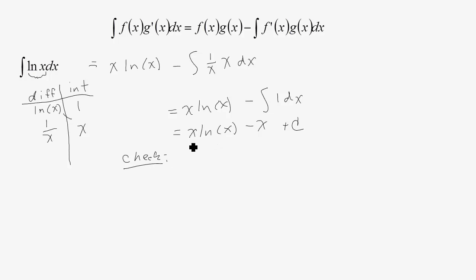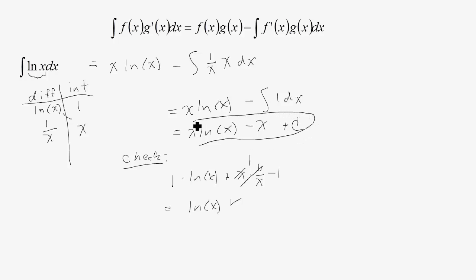Use the product rule here. The derivative of the first is 1 times the second plus the first times the derivative of the second. The derivative of negative x is negative 1, and the derivative of the constant is 0. Of course, x times 1 over x just makes 1, doesn't it? So all we have left is ln x. That checks. It's perfect.